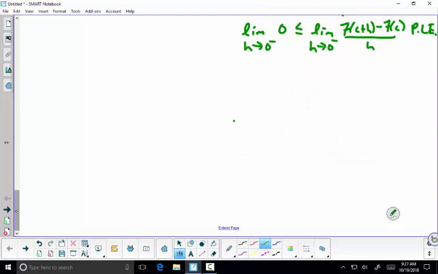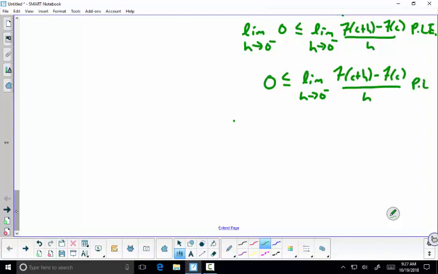So this gives us that 0 is less than or equal to the limit, as h approaches 0 from the left, of f of c plus h minus f of c all over h, again, provided the limit exists. So that tells us that 0 is less than or equal to f prime of c, provided f prime of c exists.